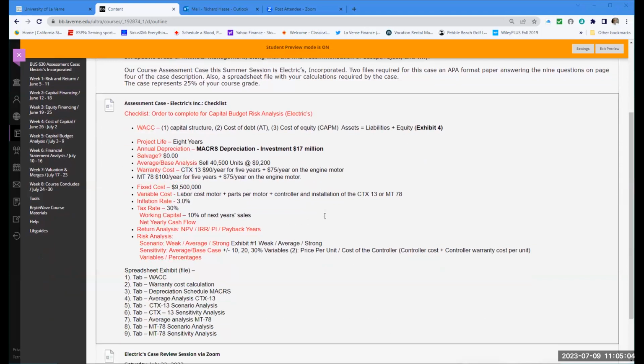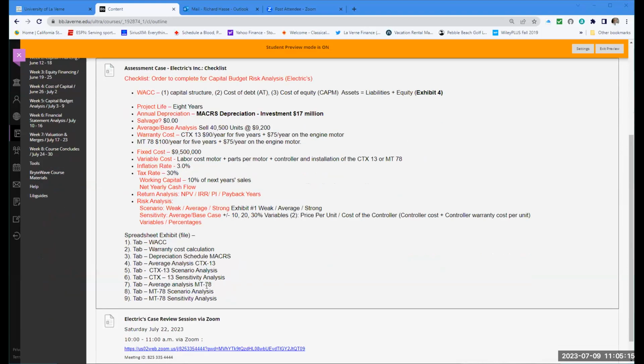This is the pecking order to prepare this case. You should determine the WACC first. Then you should determine the cash flow analysis. Then you should determine the risk analysis. And this is how your spreadsheet will be set up by tab, where you'll do all this necessary work.